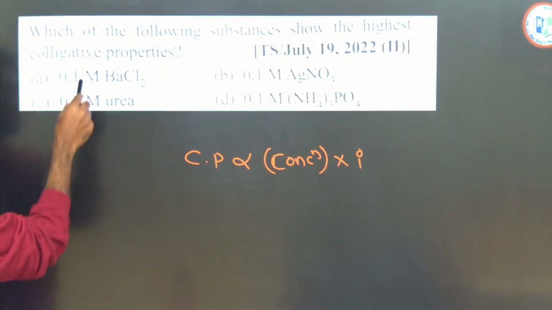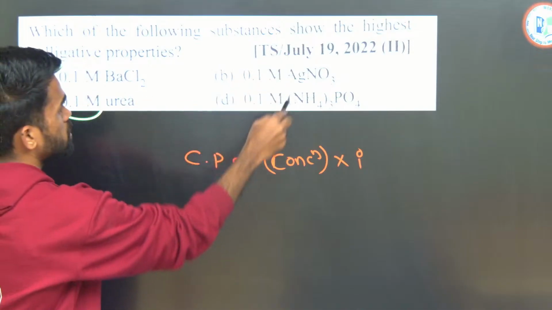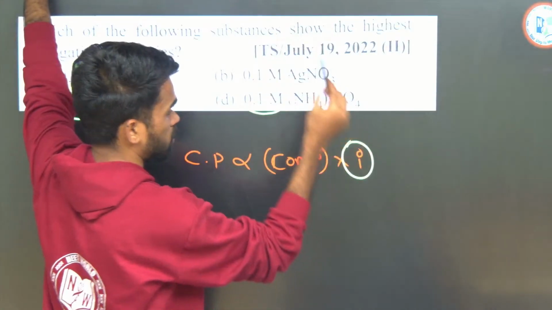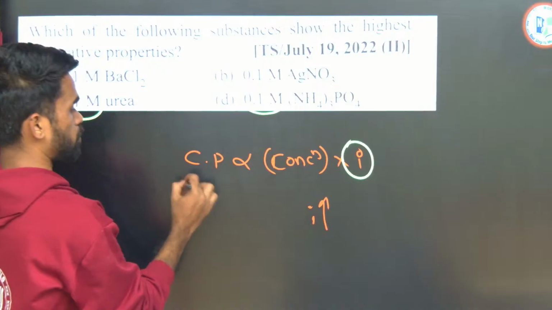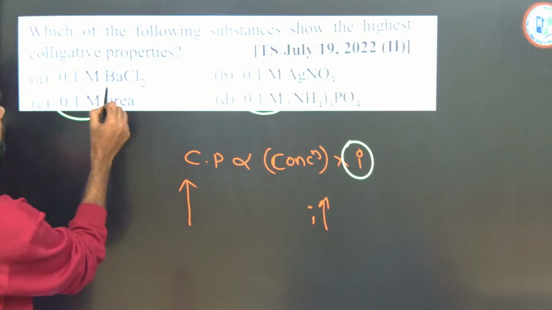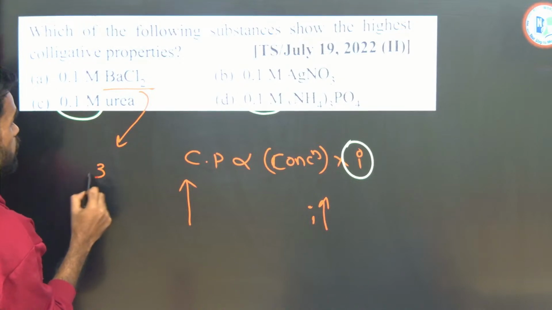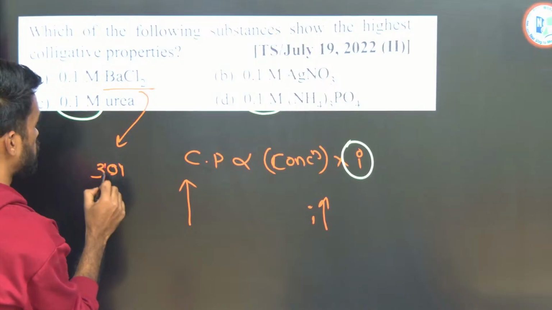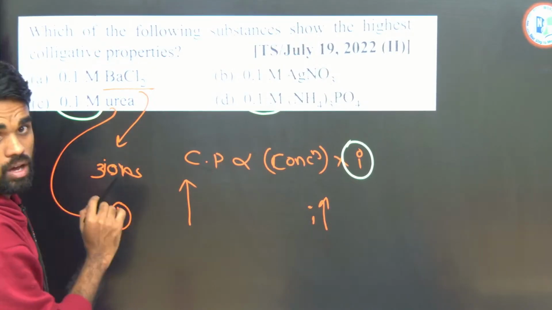So in all the cases, the molar concentration is the same. Now the only deciding factor here is the Van 't Hoff factor, i. So the more the i value, the greater is the colligative property. Here, how many ions will be obtained? This is a strong electrolyte. We can get 3 ions, one Ba+2 and 2 Cl-. So 3 ions. And this is a non-electrolyte. We have only 1 particle.